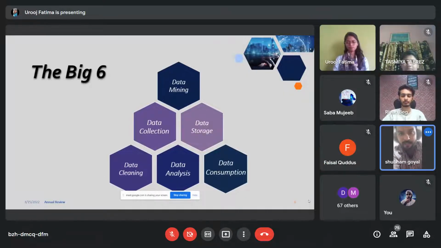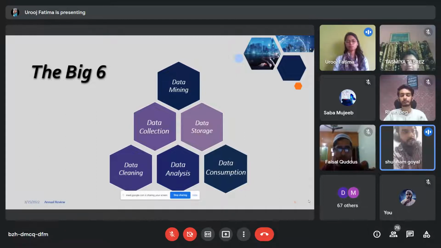Good afternoon, everyone. Now I will start the big 6 steps of data processing in big data, basically in the retail industry sector. Now these 6 steps are data mining, data collection, data storage, data cleaning, data analysis, data consumption. Now I will start from data mining. So what is basically data mining?